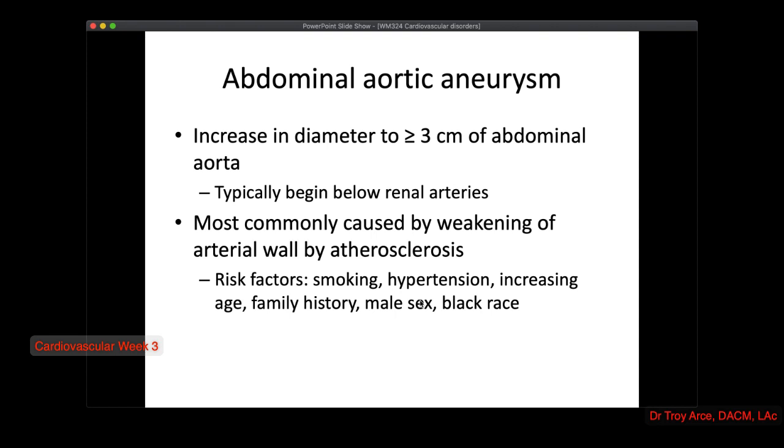Abdominal aortic aneurysm, pretty serious. It's an increase in diameter of the abdominal aorta to greater than 3 centimeters, and it typically begins below the renal arteries, most commonly caused by weakening of the arterial wall by atherosclerosis. Your risk factors include smoking, hypertension, increasing age, family history, male sex, and black race.